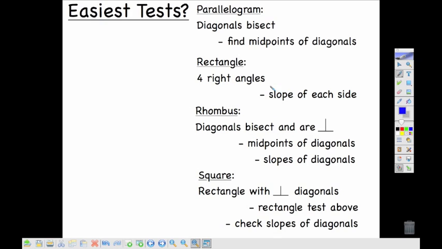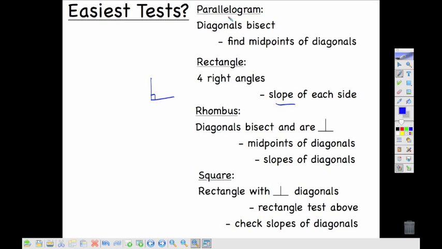So next we might think about what are the easiest tests, because there are a lot of ways we could check the parallelograms. And usually I found that if we want to check if it's a parallelogram, we should just check the midpoints, because then there's only two things we have to plug in. After we know it's a parallelogram, the easiest test for a rectangle is just to check if we have right angles on our sides here, so we can check that using slope.